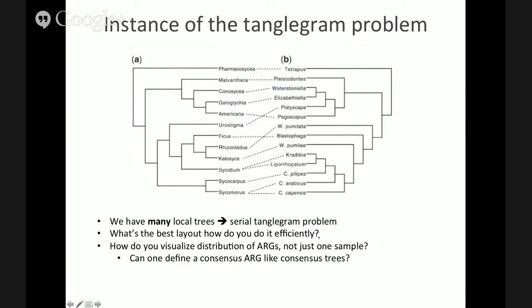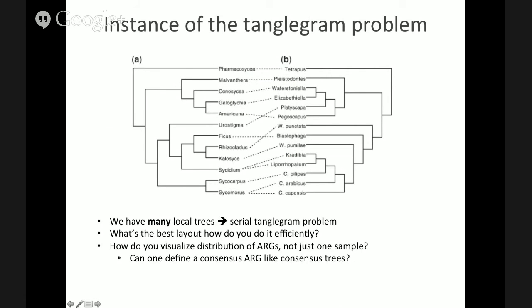I currently have not tried to implement anything too fancy in these visualizations. I use kind of a greedy algorithm for laying out the trees. But it would be interesting to do something more principled, to see if you could implement the serial version of the tanglegram problem efficiently.